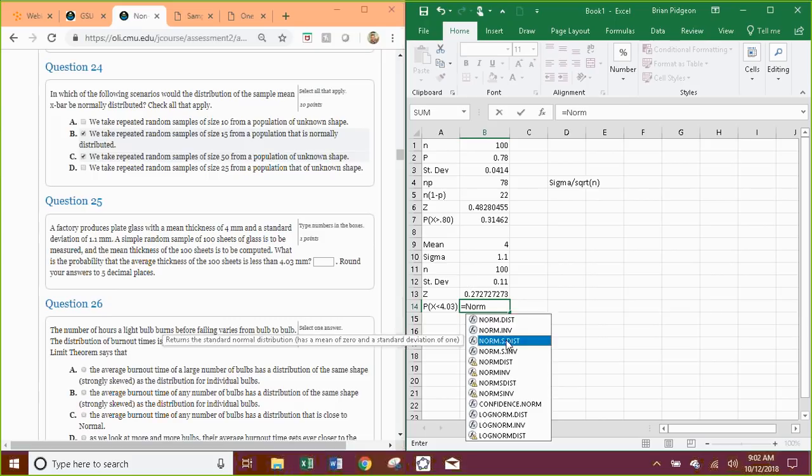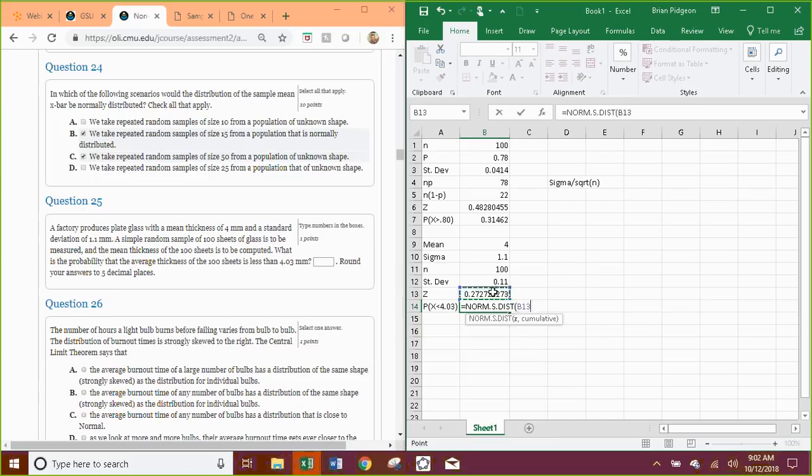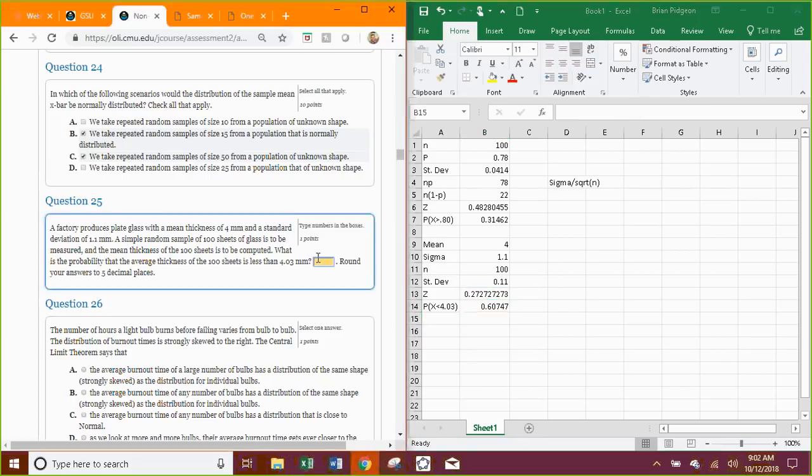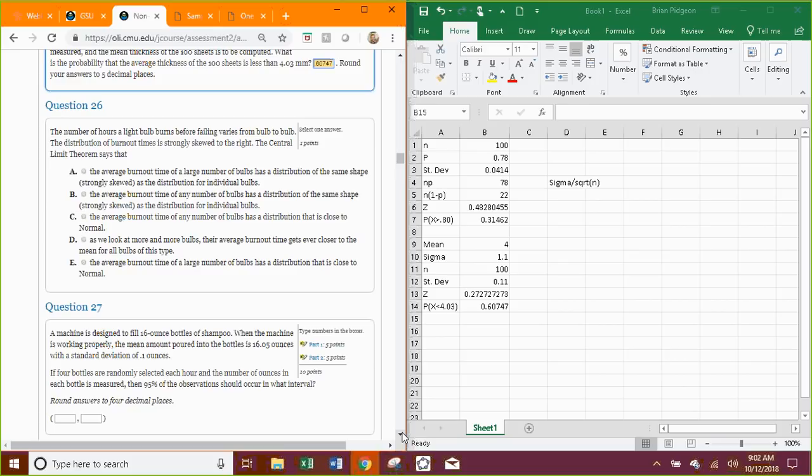Alright, so anyways, because we're looking at less than, we use norm dist or norm s dist. Because I calculated the z-score, I'm going to use norm s dist. Click the z-score, cumulative is always 1. We want it rounded to 5 decimal places, which gives 0.60747.